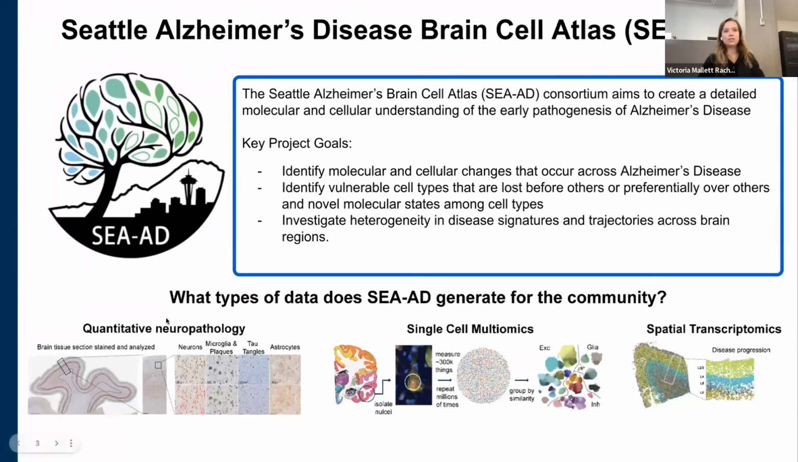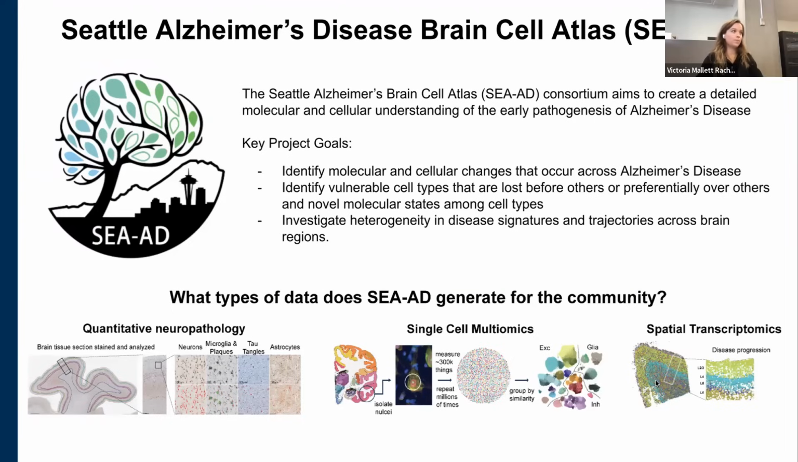And I should mention all of the tissue used in this project is made possible by brain donation, and it is all post-mortem human brain tissue. So there's quantitative neuropathology on fixed tissue. There's single-cell multiomics on the post-mortem fresh frozen tissue. So that's single-cell ATAC-seq, single-cell RNA-seq, and multiome. And then there's now also a large spatial transcriptomics portion.